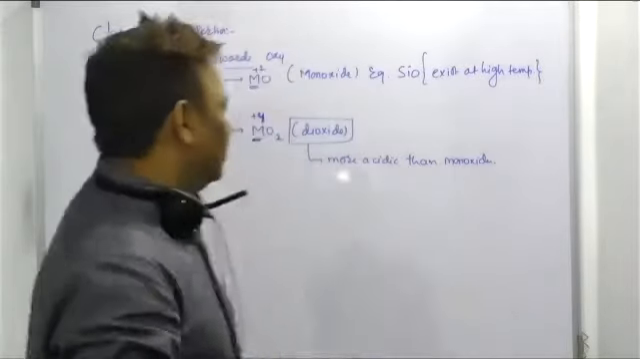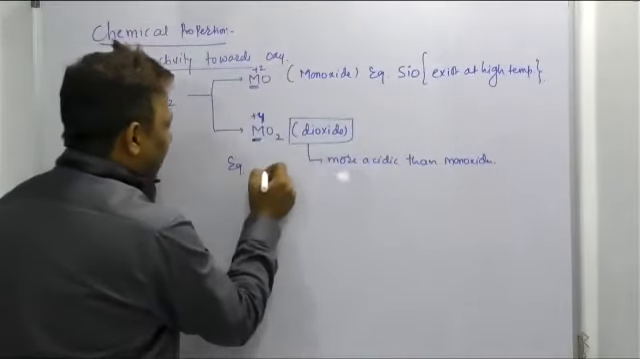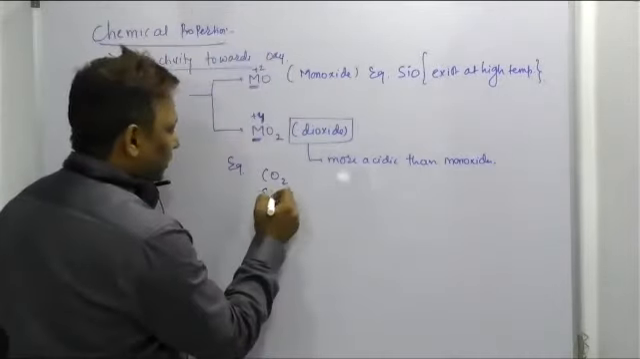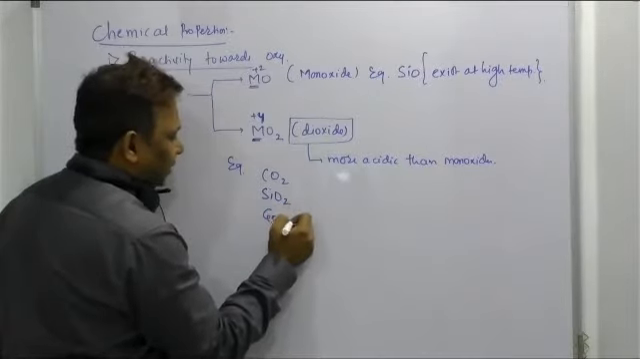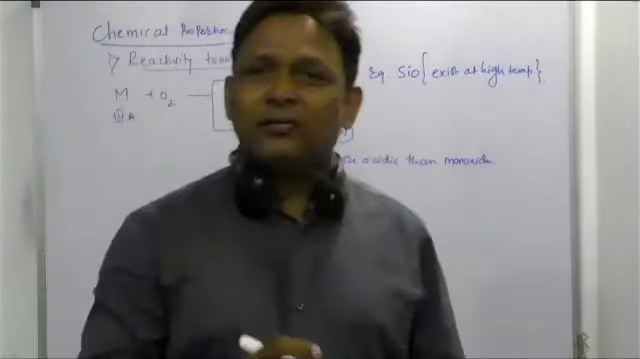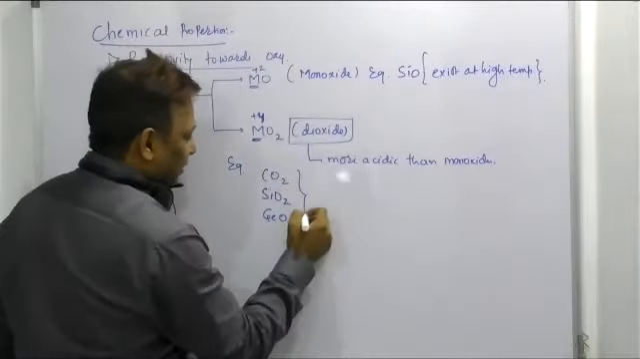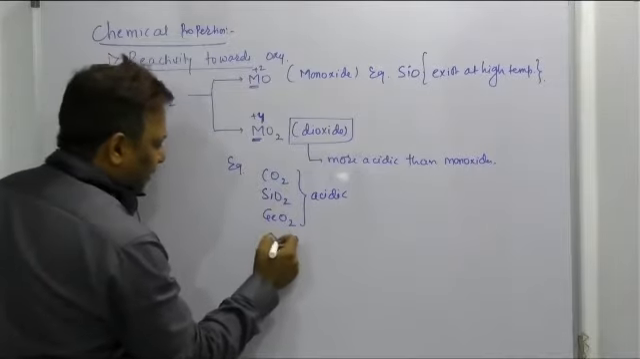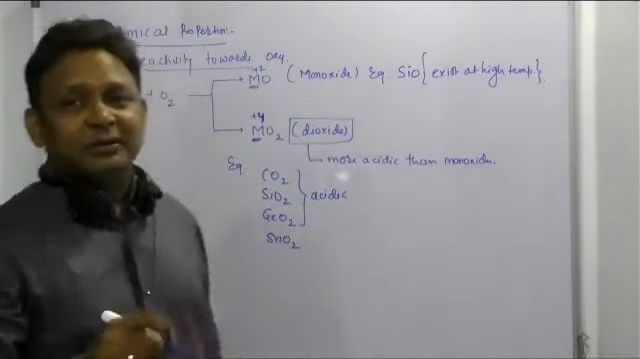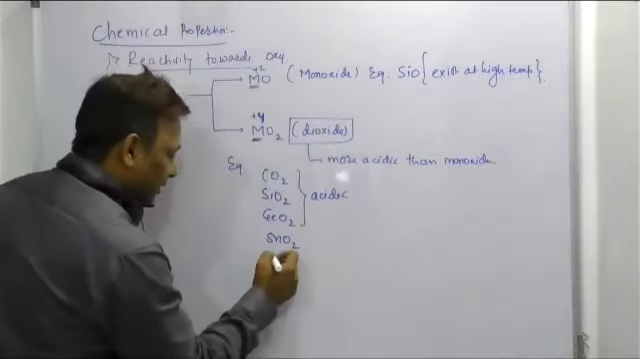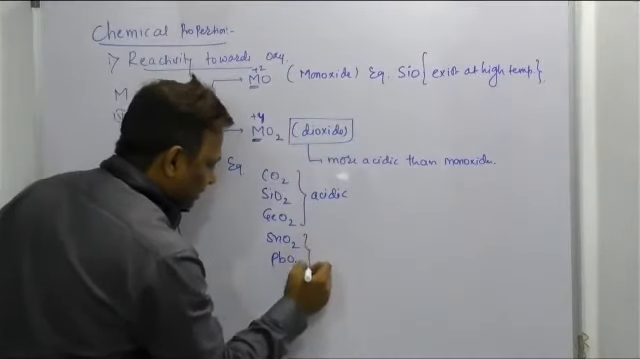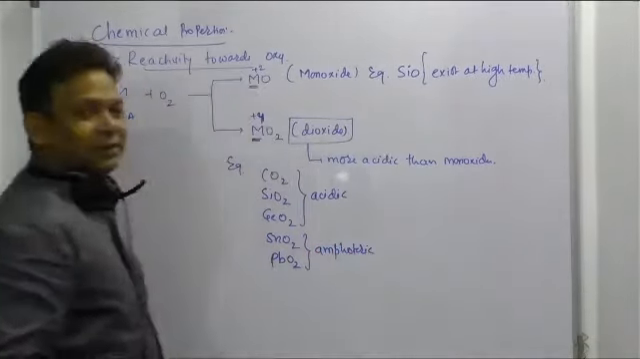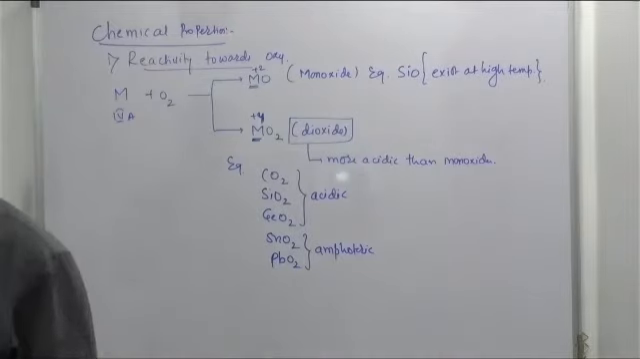Now I'll show you examples. Dioxides: carbon dioxide CO2, silicon dioxide SiO2, germanium dioxide GeO2, right, beta? They all are acidic in nature. See here, they all are acidic in nature. Beta, what is the next one? Tin dioxide SnO2, then lead dioxide PbO2. It is given in your NCERT also. They are amphoteric in nature. The first three are acidic, the next two are amphoteric.